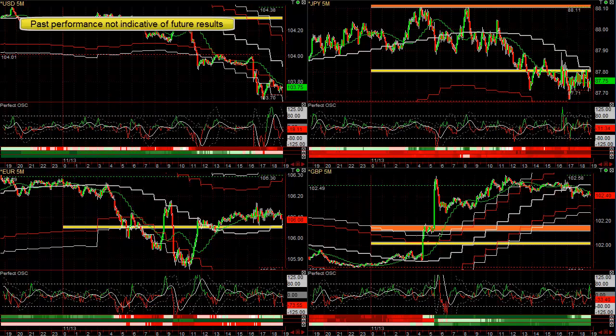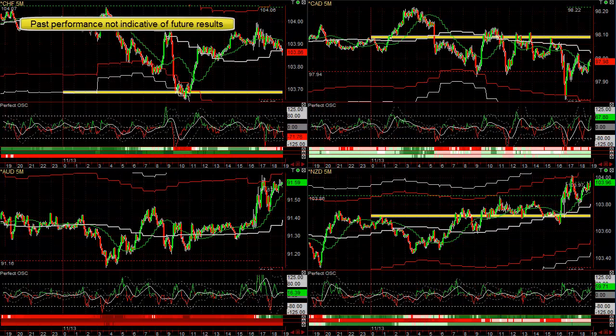And it's kind of late today. I wrote a new article, why stochastics, RSI, and MACD indicators don't work and what does work. And you can take a look at that on our site today.